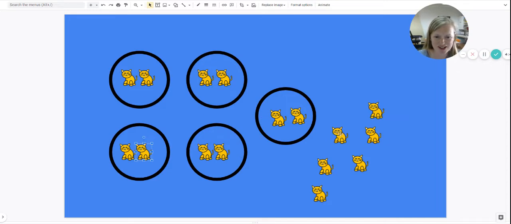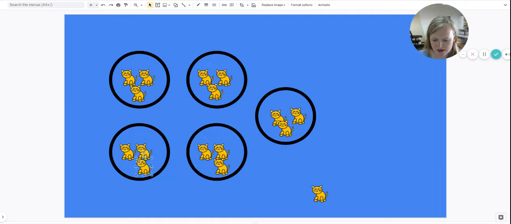Let's see if I can get a 3rd cat into each group. Let's have a look. Oh, excellent, we can. I now have 5 equal groups, each with 3 cats in it. They're currently equal. Unfortunately, there's one cat left, and I have to put it in because I'm sharing out the cats.